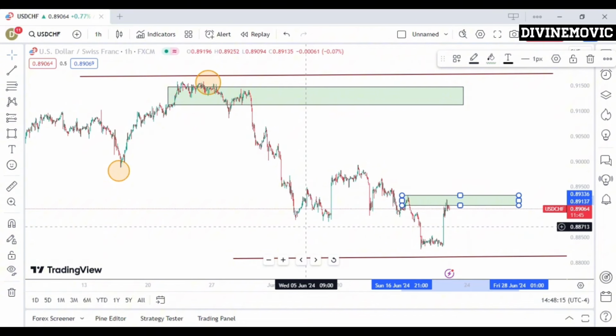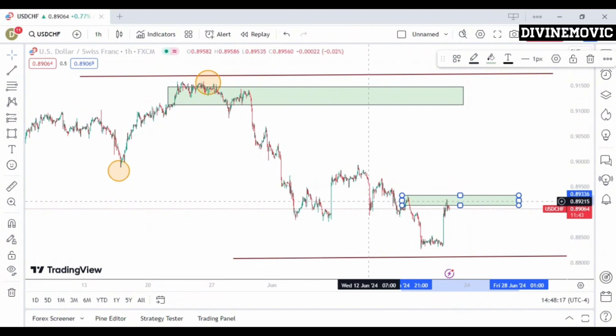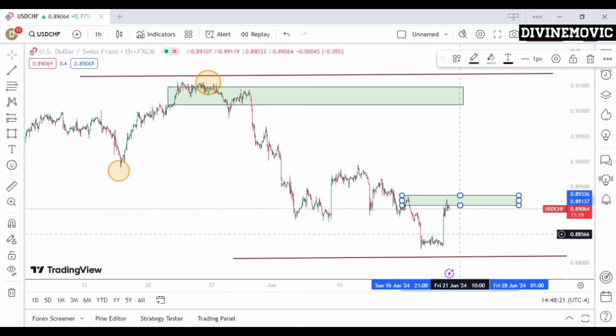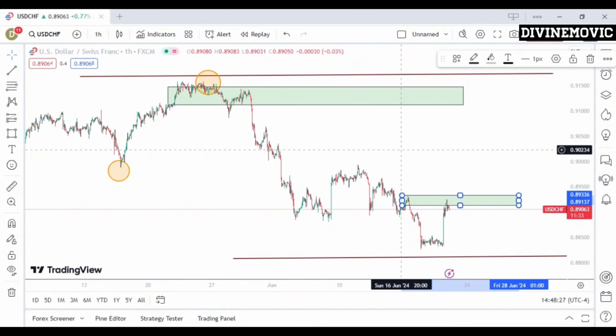So what I'm expecting for price to do now is basically sell for a while here and possibly use all of this zone as liquidity to induce this particular one here. So basically, what I'm looking at on this particular pair, USDCHF, is for price to do something like this. Let me get my brush.